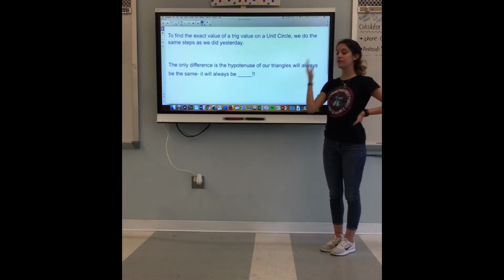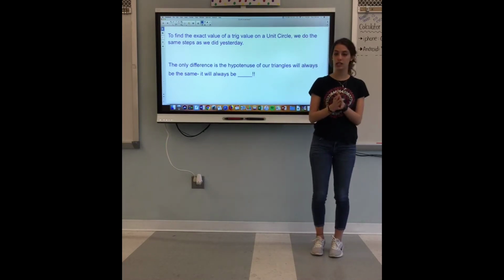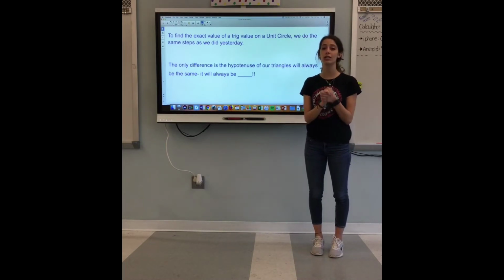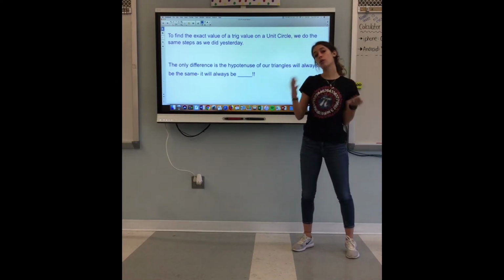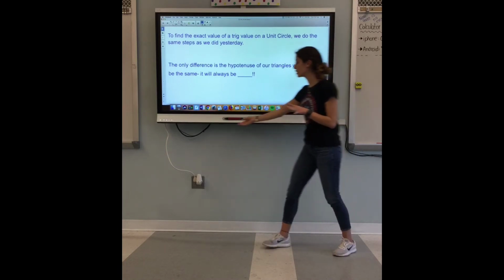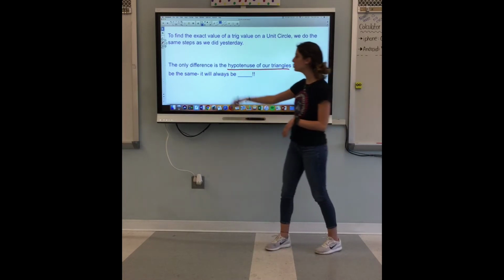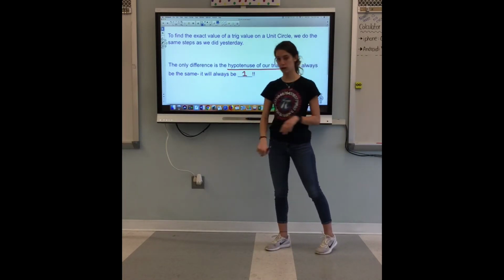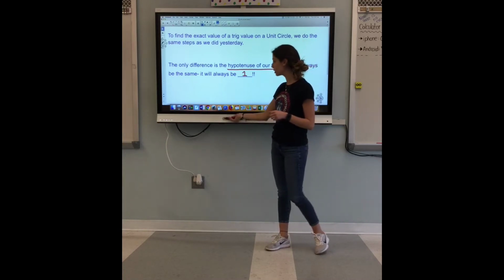Now, to find the exact trig value, we're doing the same thing as we did yesterday. So drawing an angle in standard position. The only difference here is that our point will be on a unit circle. Since it's on a unit circle, this is super important. The hypotenuse of our triangle will always be 1. So make sure you look out to see if you are on a unit circle.